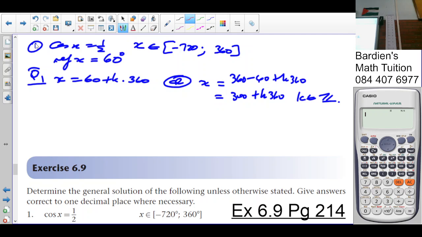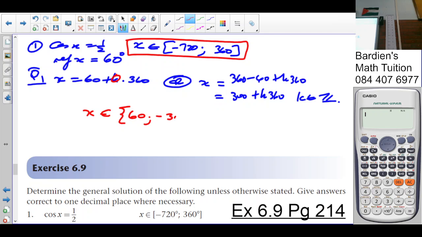Now since there's a restricted domain on this equation, we're going to say x is an element of, and we start listing. Okay, we'll start with k is equal to 0. We always start with k is equal to 0. So that will give you 60 degrees. If k is 1, there's going to be 60 plus 360, which is 420, which is outside the given domain. So we go with minus 1. So 60 plus negative 1 times 360 is negative 300. Not so? And again, if we put minus 2 where we find k, that is going to give you negative 660 degrees. If you want to go with minus 3, it's definitely outside, smaller than the lower boundary.